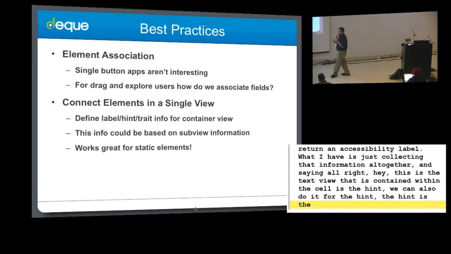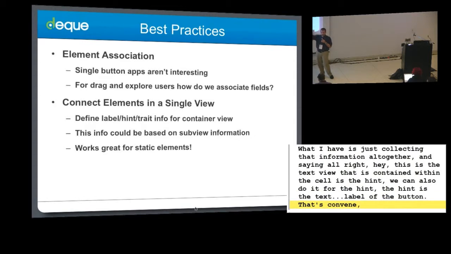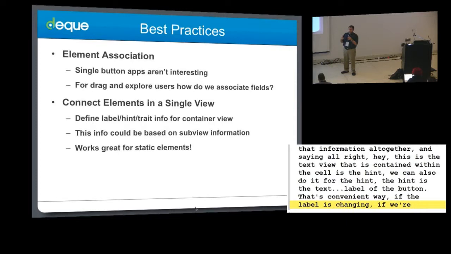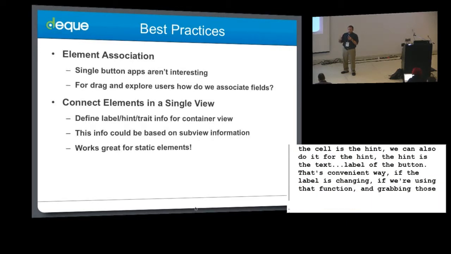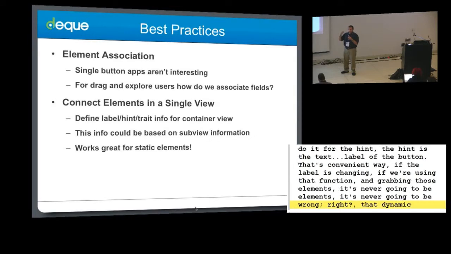And that's a really convenient way to do that because let's say we have some dynamic content on those things, like the label is changing. If we're using that function and grabbing those elements, it's never going to be wrong, right? With that dynamic content, our accessibility label is going to update automatically in comparison to the text on that label.